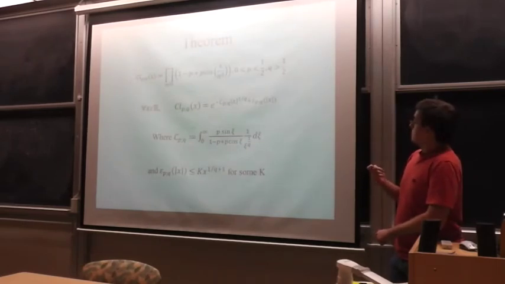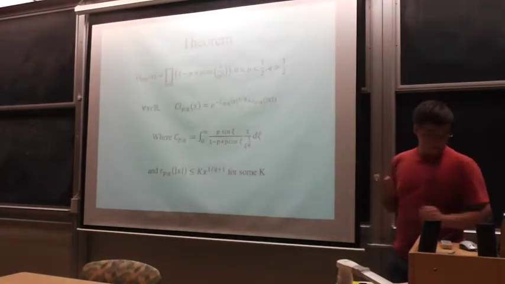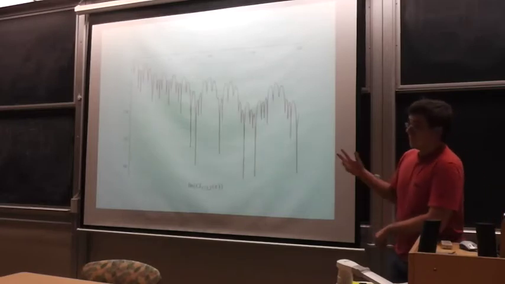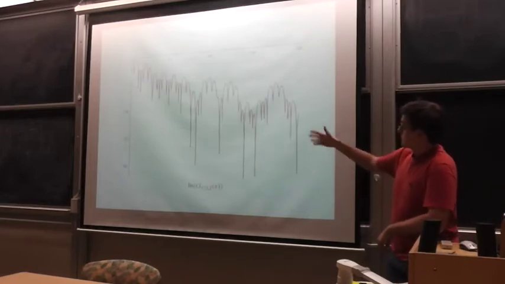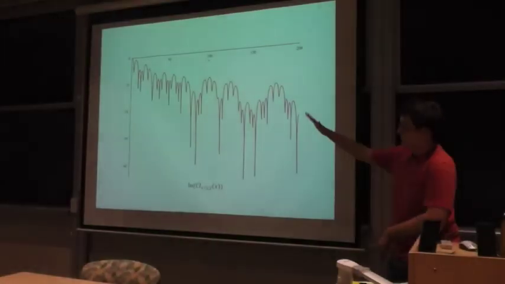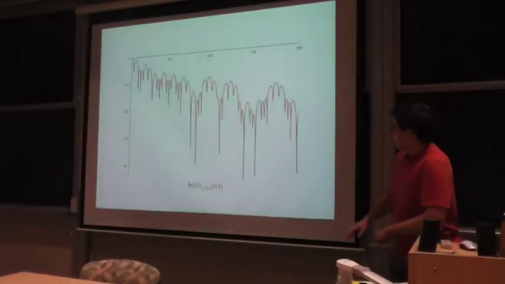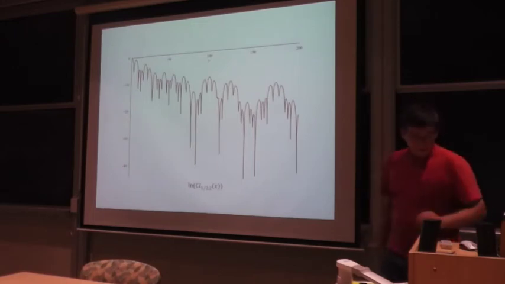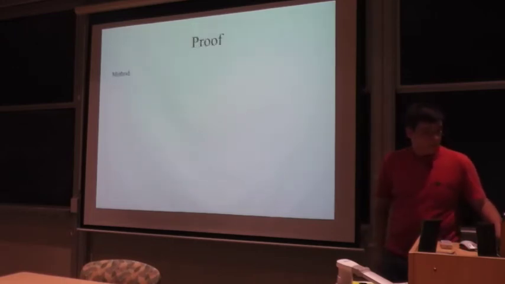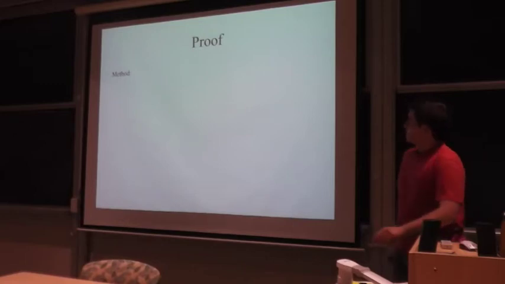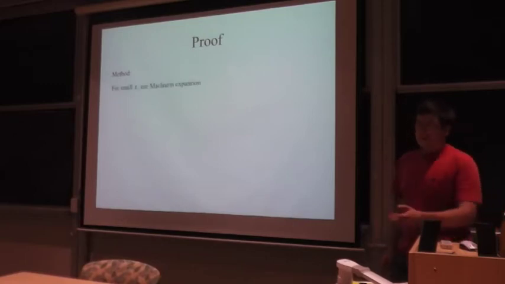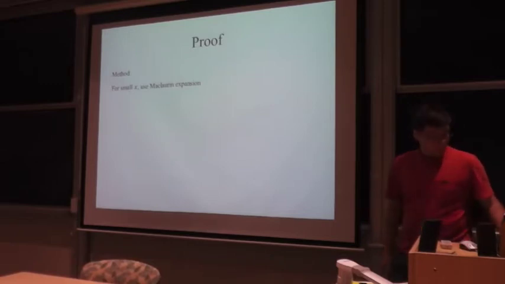We had problems where if p is equal to 1/2, you saw with this graph before, we have these things where it can't really be bounded by a lower curve because we have these infinite spikes. So our proof does not extend to p beyond 1/2. Now, for proving this, our method is, for small x, we use the Maclaurin expansion on the infinite product.